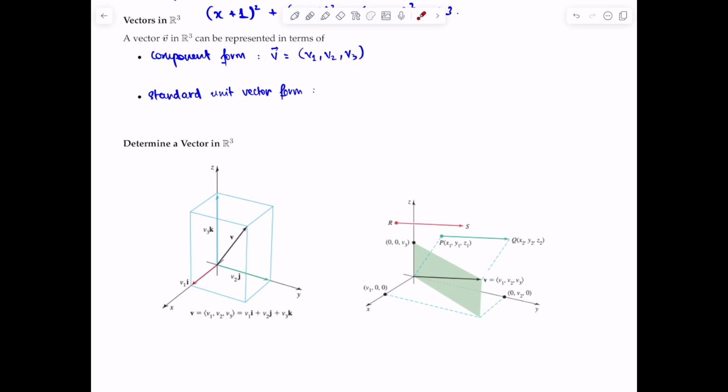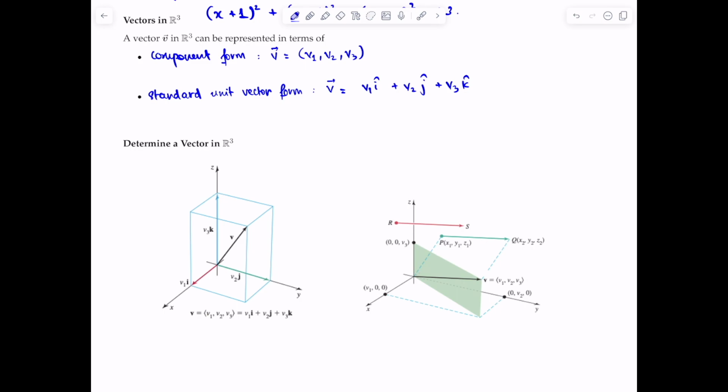In this case, this picture is from the textbook, so it doesn't show the i hat or j hat or k hat for that matter, because they were able to write the letters in boldface. But for us, we're going to write the notation with the hat to indicate that it is the standard unit vector form. So v can be written as v1 times i hat plus v2 times j hat plus v3 times k hat. Again, k hat is the standard unit vector for the z direction.